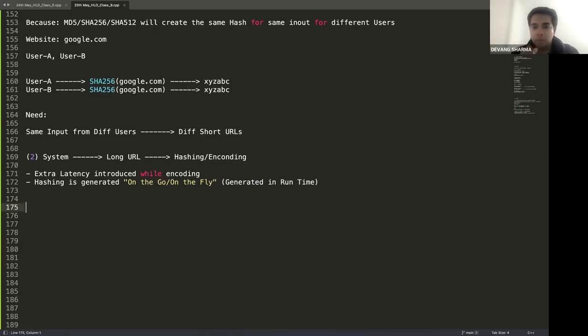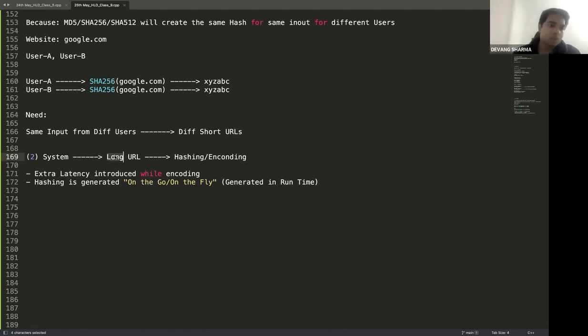Coming to your question, could we pre-compute and save it in the database and use it? Until a long URL comes to your system, how are you going to pre-compute it? How do you know which long URL I'm going to convert to a short URL? The encoding is on the long URL, so until that request comes into the system, you cannot pre-compute it.